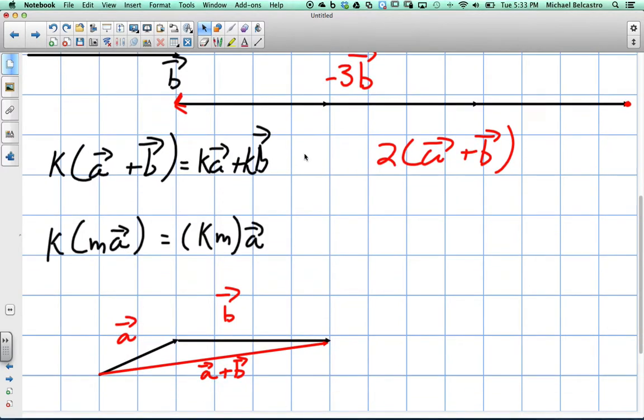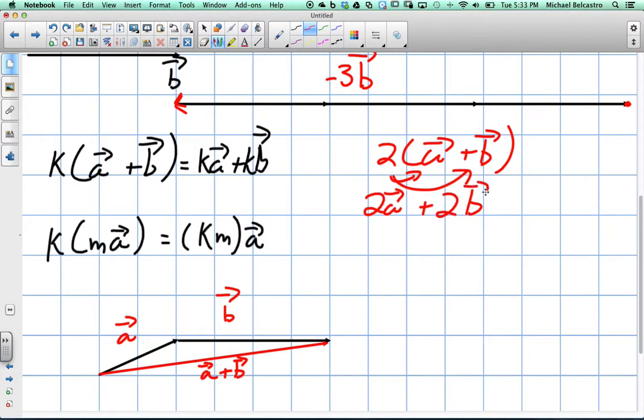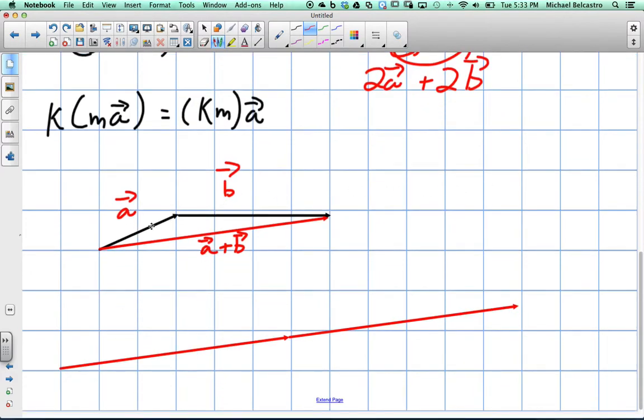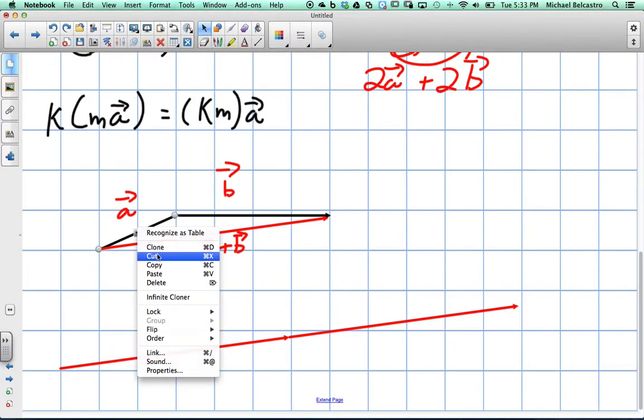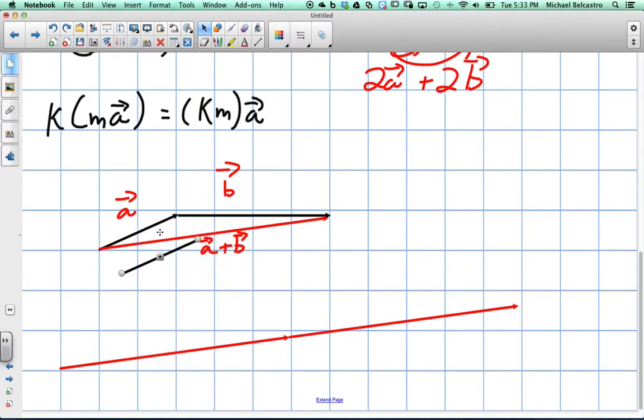Because of the distributive property, which states that I should be able to distribute my 2 in, this should also be the equivalent of vector 2A plus vector 2B. So I should be able to take scalar multiples of my original 2 and do the exact same thing. So let's do that. We'll clone 1. Here's my vector A, and we'll clone it again.